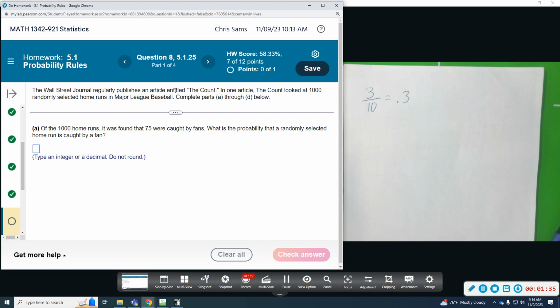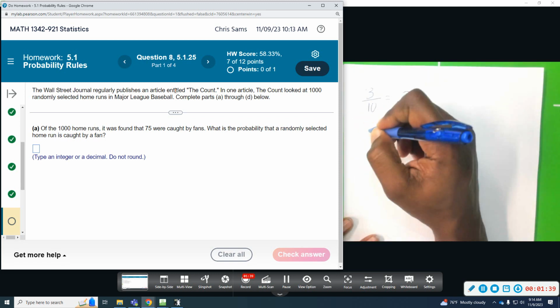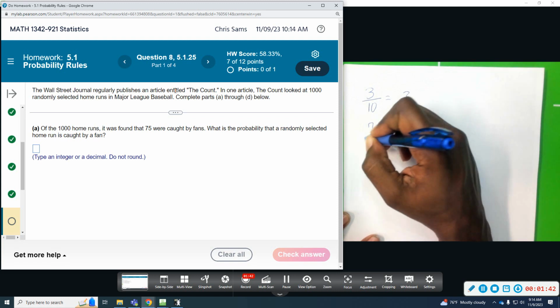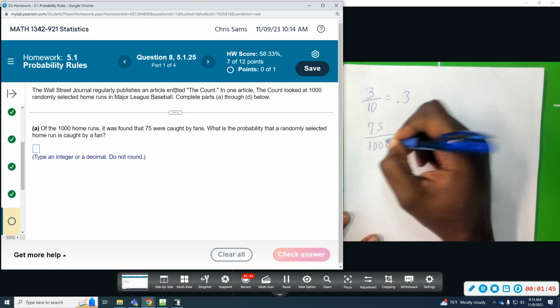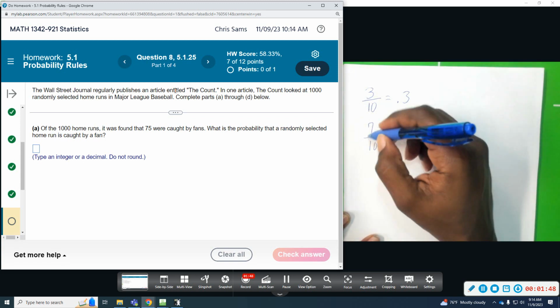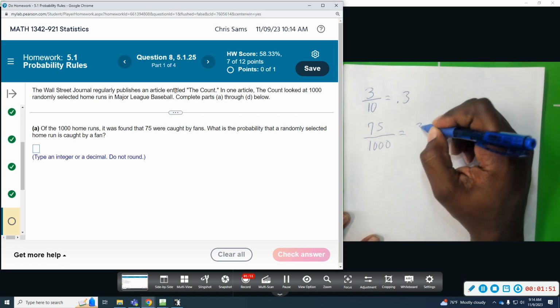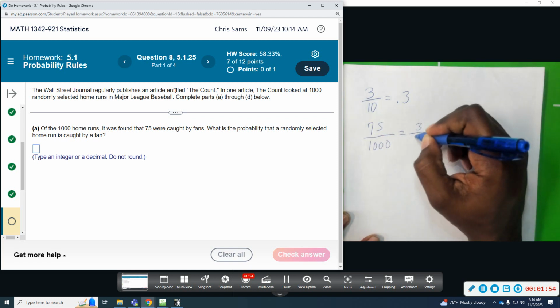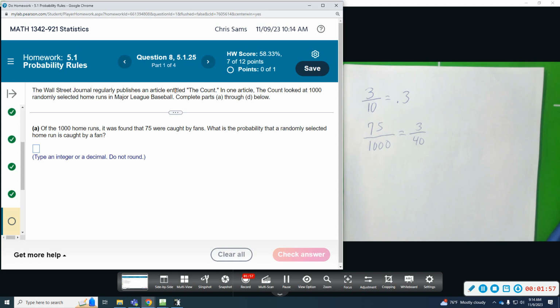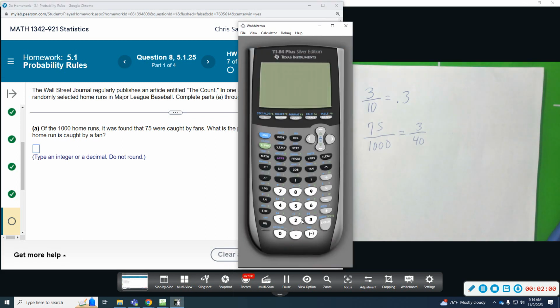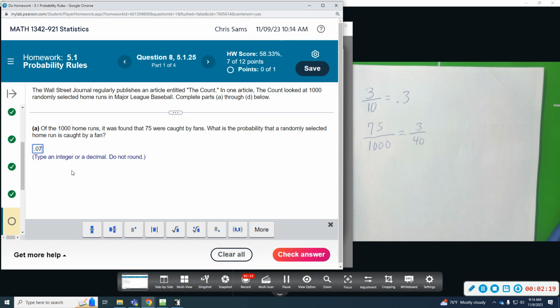So based on this experiment, we would do 75 over 1,000. This would set up our probability. And then we would reduce this. Both of these numbers are divisible by 25. So that would give me 3, and then 1,000 divided by 25 would give me 40. So 3 over 40, I would have to use a calculator to do that, or I can do it by hand, but calculator just speeds it up. So 3 divided by 40 is 0.075. Let's just confirm that we reduced that, right? 75 divided by 1,000. Yeah, 0.075. Okay, so 0.075.